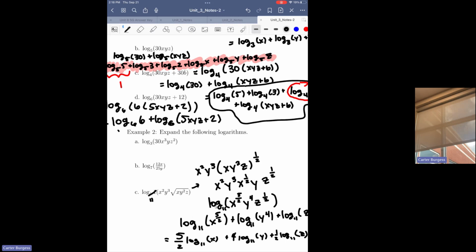After you break that down, you can combine the like terms and you should get exactly what we got here, where this would become 2 log base 11 of x plus 1/2 log base 11 of x, which combines to be 5/2 log base 11 of x. Exactly. Yep, precisely.